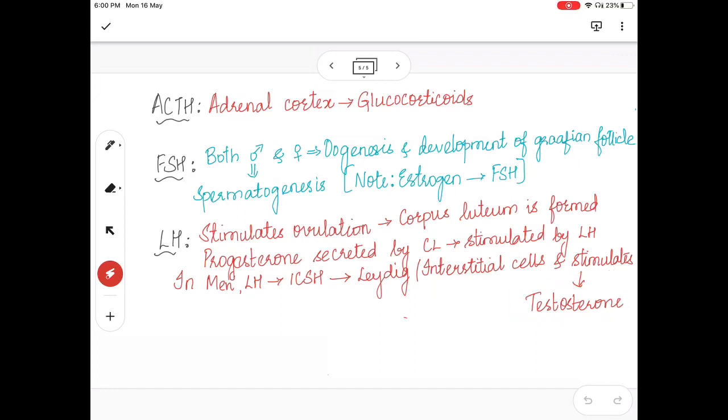Okay, please remember, estrogen is secreted by Graafian follicle, stimulated by follicle stimulating hormone. Similarly, progesterone secreted by corpus luteum is stimulated by the luteinizing hormone. Questions on these will definitely come.